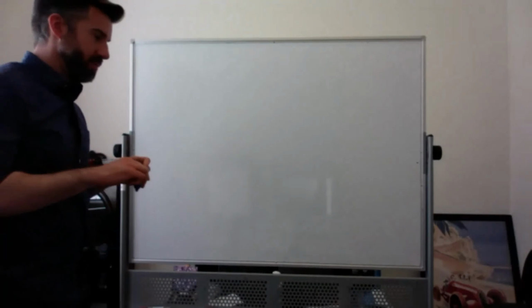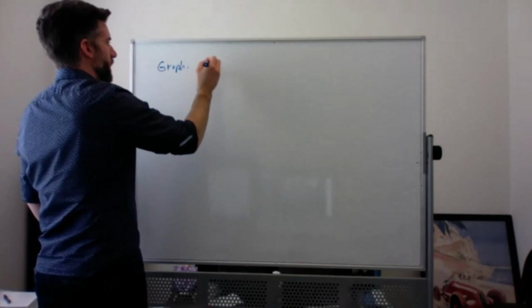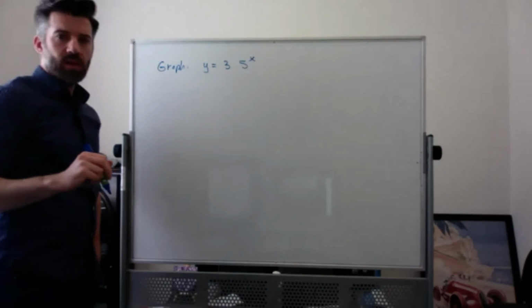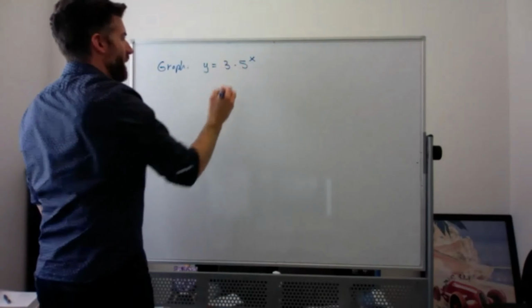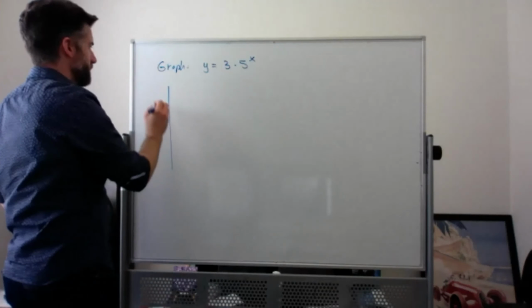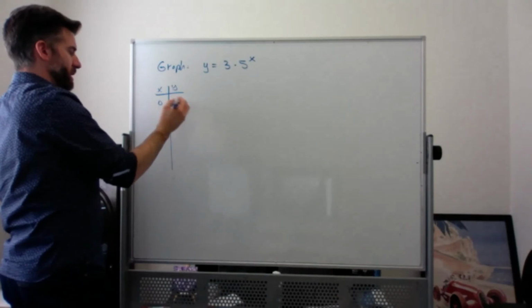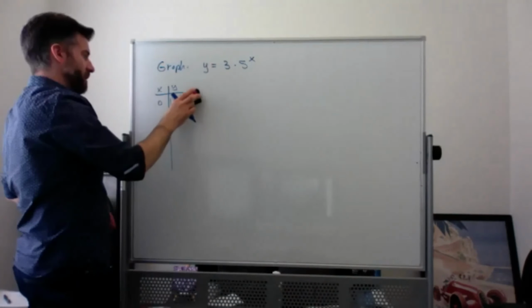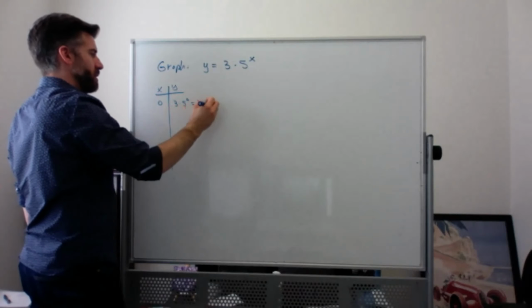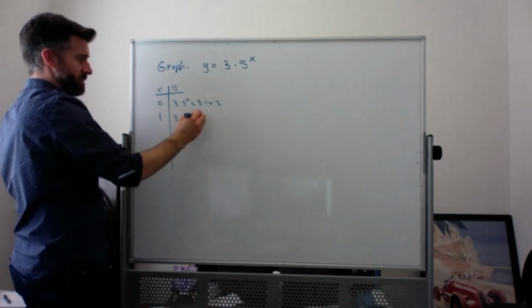So let's look at an example. Let's say I wanted to graph y equal to 3 times 5 to the x. And I can certainly draw something like that, right? It's going to have an exponential shape. But if I start plotting some points, x and y. If x is 0, y is going to be 3 times 5 to the 0, which is just 3 times 1, which is 3. If x is 1, y is going to be 3 times 5 to the first, which is 3 times 5, 15.